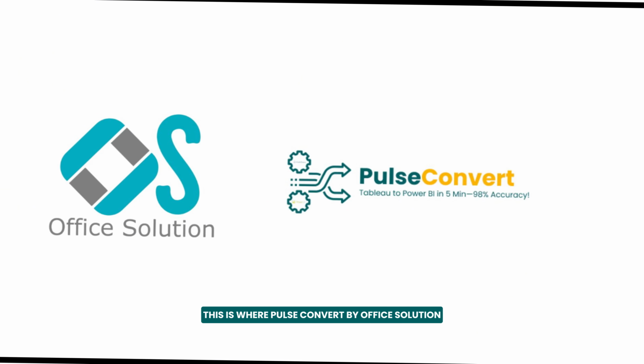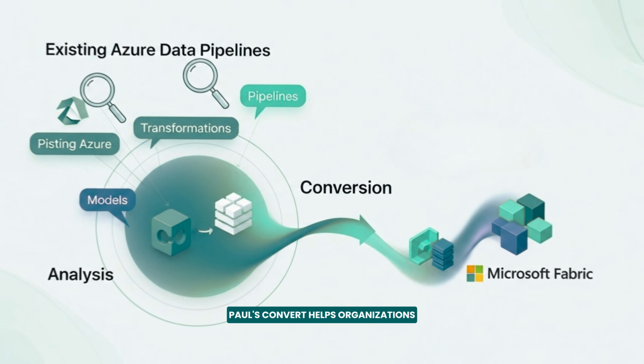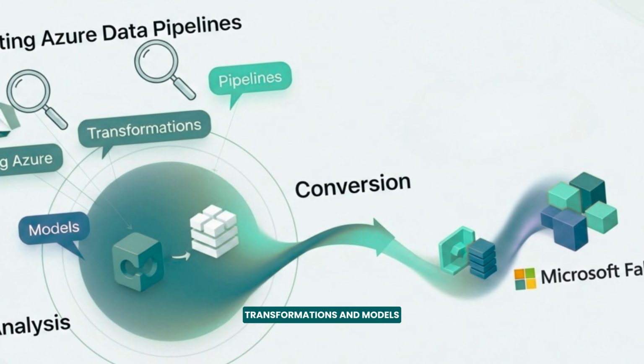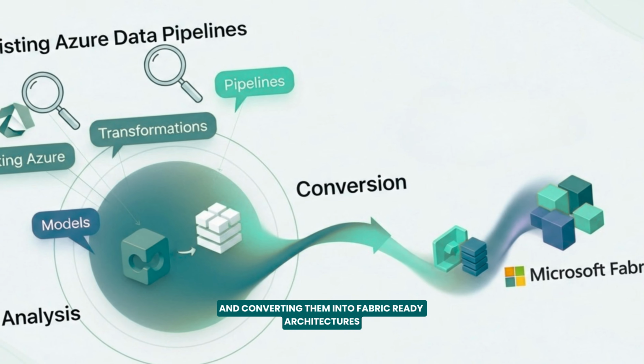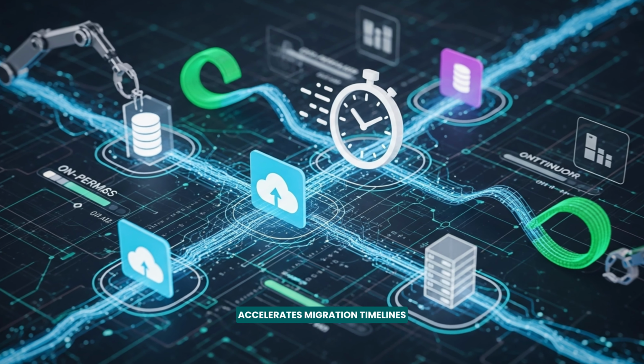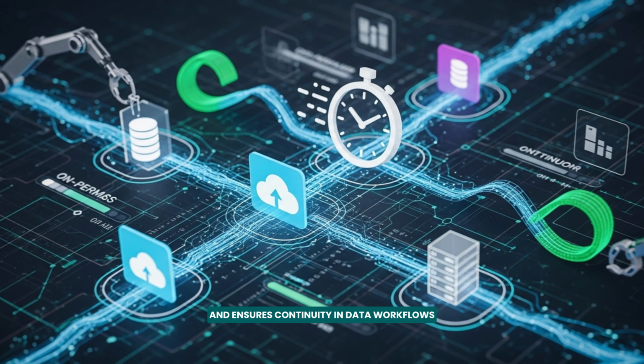This is where Pulse Convert by Office Solution AI Labs comes in. Pulse Convert helps organizations streamline the transition by analyzing existing Azure data pipelines, transformations, and models, and converting them into Fabric-ready architectures. It reduces manual effort, accelerates migration timelines, and ensures continuity in data workflows.